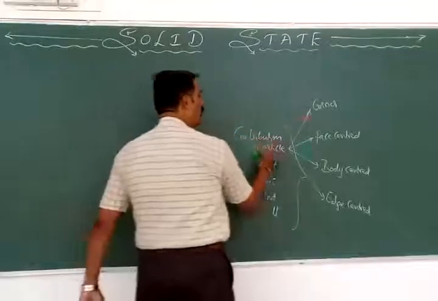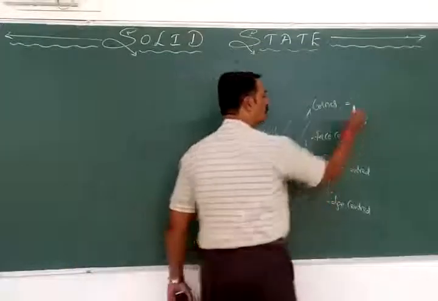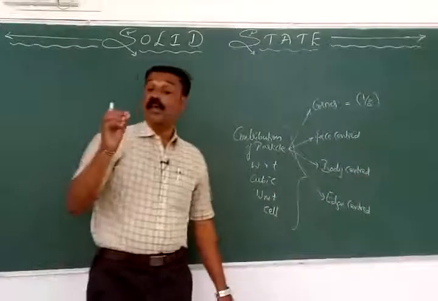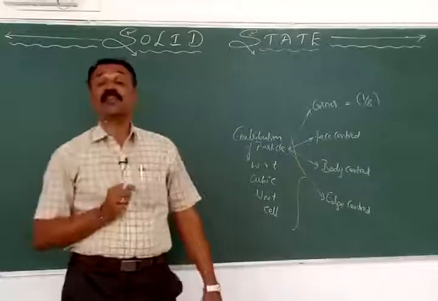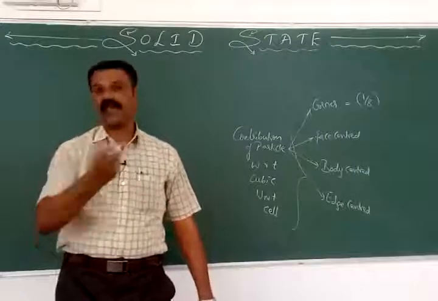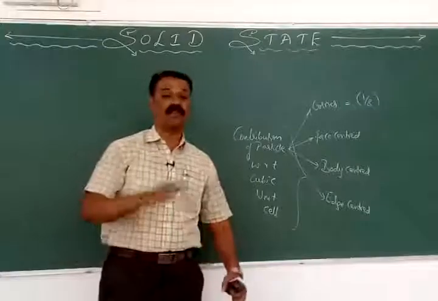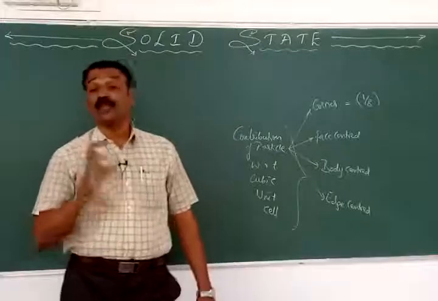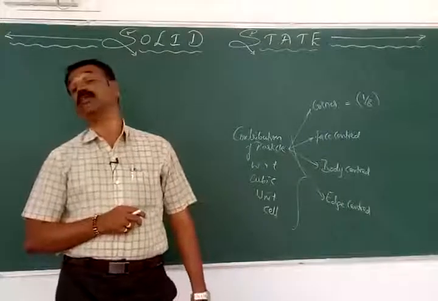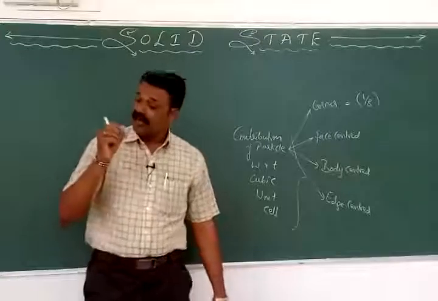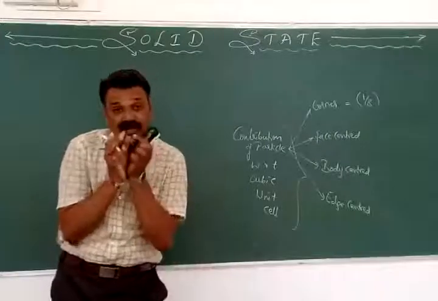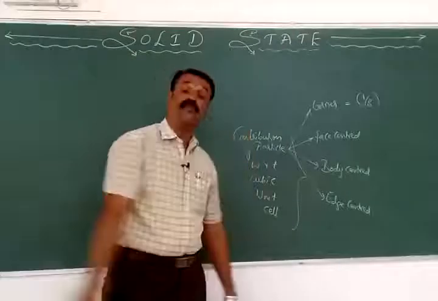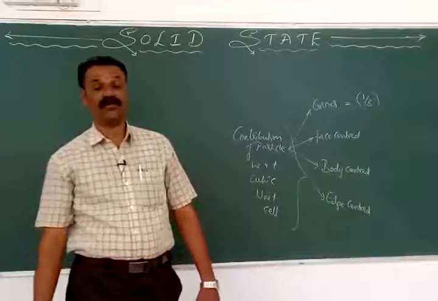Here, the contribution of the corner particle is just 1/8. Why? Because a corner particle is equally shared by 8 unit cells, that is, 7 neighboring units plus the given one, 7 plus 1 equals 8. It is equally shared by the 8 unit cells which are closest neighbors to each other. Therefore, the individual contribution of the corner particle with respect to the given unit cell is just 12.5%, which we mention as the fraction 1/8.